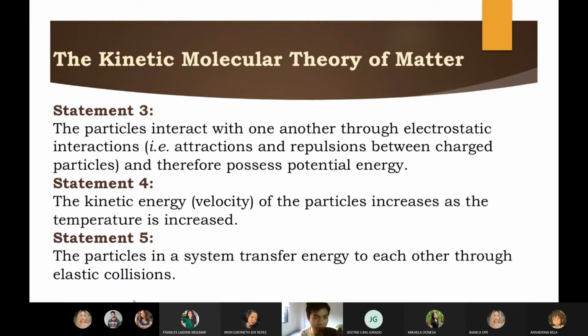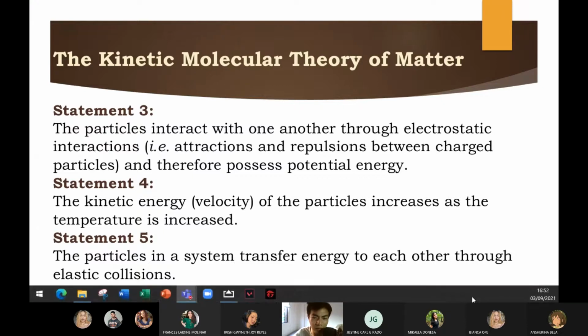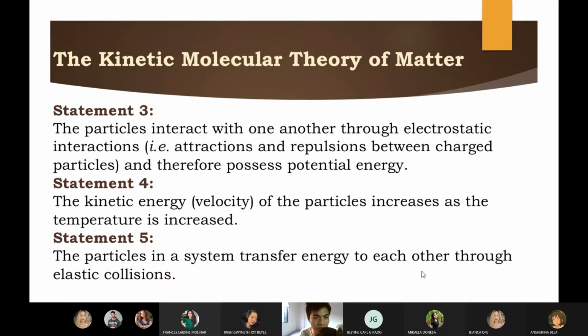Then lastly, the collision of particles is elastic in nature. Ibig sabihin yan, the momentum is conserved, no? Physics na to masyado. Pero ang idea lang dito is that pag nagbungguan yung particles, the energy ay transferred. Okay? So, completely transferred yung energy. So, it follows the law of conservation of mass and the law of conservation of momentum.